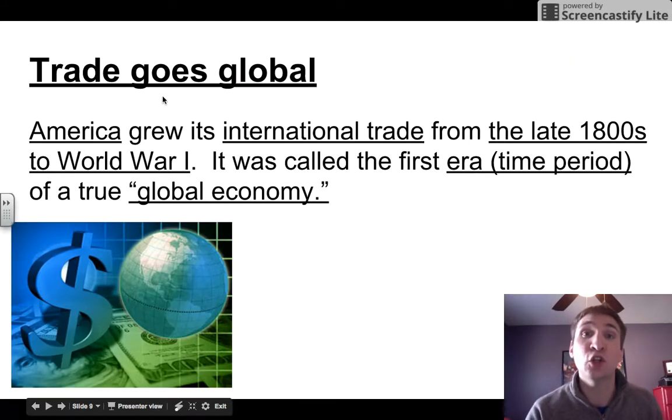Trade goes global. America grew its international trade from the late 1800s to World War I. It was called the first era, meaning time period, of a true global economy.